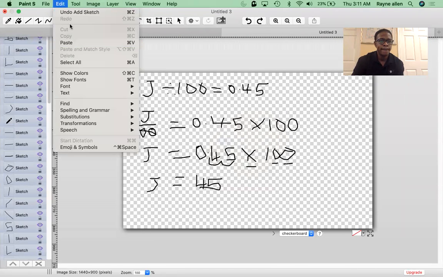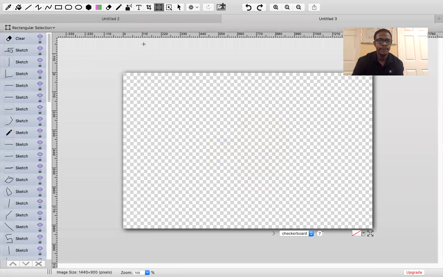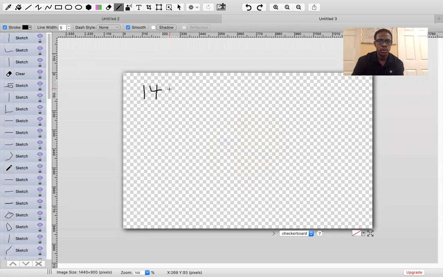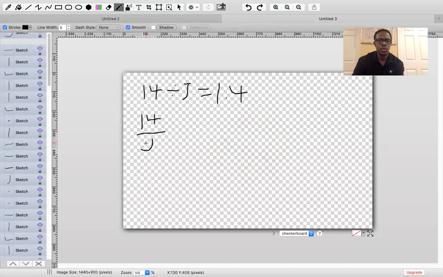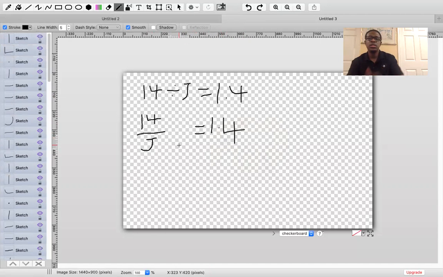Let's do this, and we had 14 divided by, let's use J again, is equal to 1.4. So we can rewrite that as 14 over J is equal to 1.4. Now this is different than the one we did earlier because now we have the unknown at the bottom.